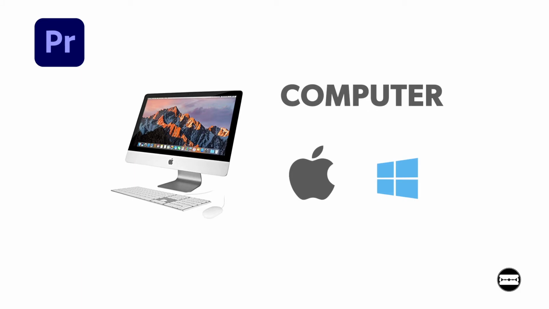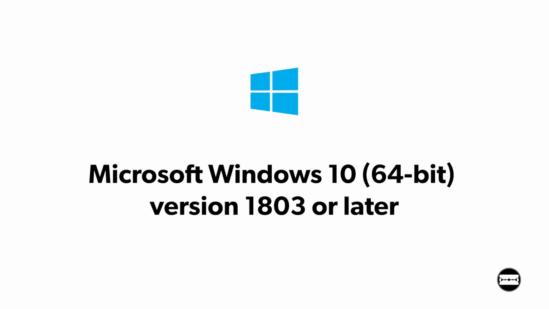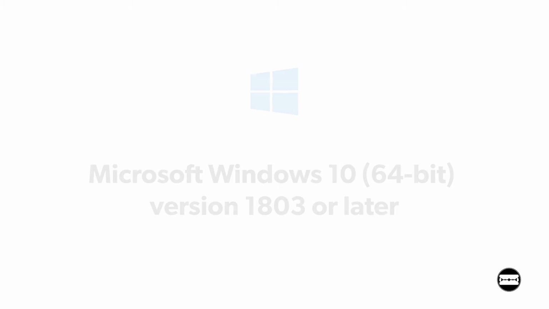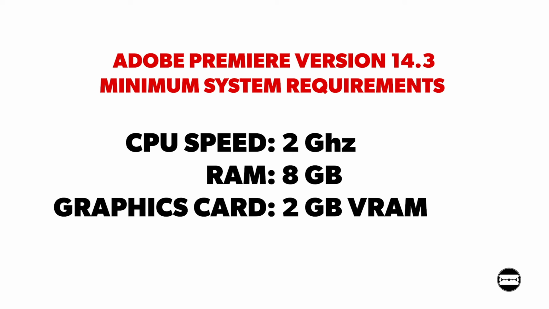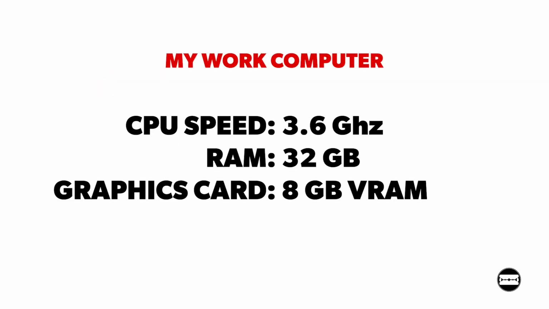For the computer, Adobe Premiere can run on both Mac OS and Windows. For a Mac, you need to be running Mac OS version 10.13 or later. For Windows, you need to be running Microsoft Windows 10 version 1803 or later. These are the minimum system requirements to run Adobe Premiere version 14.3. Increasing any of these would improve the performance of Premiere. This is what I have in the main computer I use for editing, and it works really well.